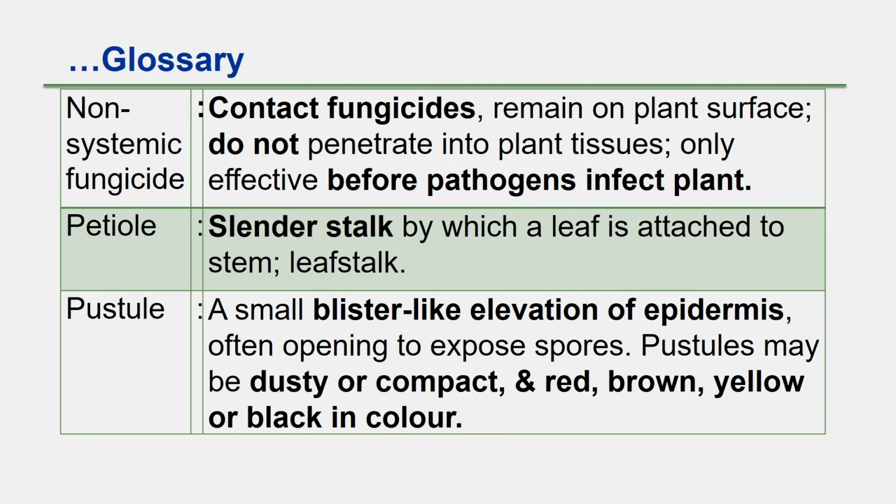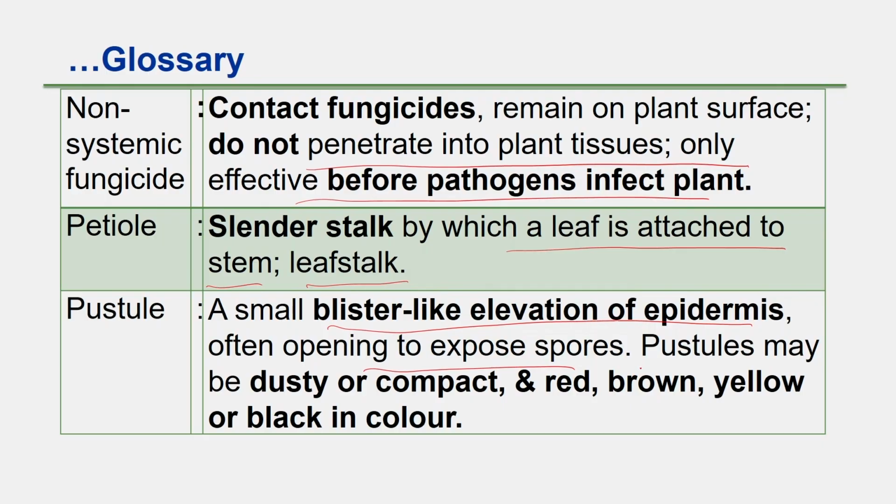Now, non-systemic fungicide, it is also called as contact fungicide and remains on plant surface and does not penetrate into plant tissues, only effective before pathogens infect the plant. Petiole, the slender stalk with which a leaf is attached to the stem. It is also called as leaf stalk. Pustule, a small blister-like elevation of epidermis, means these are the raised spots on the leaf and often opening to expose spores, and pustules may be dusty or compact, red, brown, yellow or black in color.